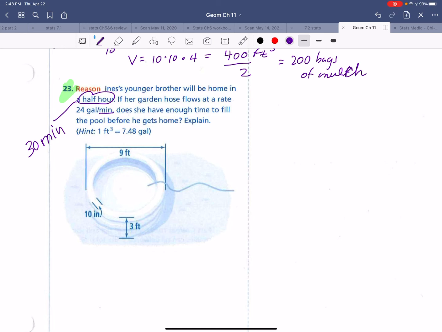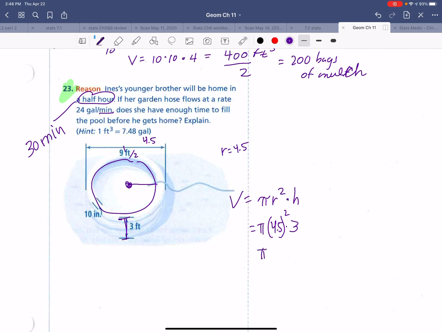Okay, so let's see. How big is this pool? The volume of anything in the universe is the area of the base. And so the base is a circle, and the radius is 4.5. So the area of my base is pi r squared times my height. It looks like my height is 3 feet. Okay, so how big is my pool? Let's find out. Pi times 4.5 times 4.5 times 3.